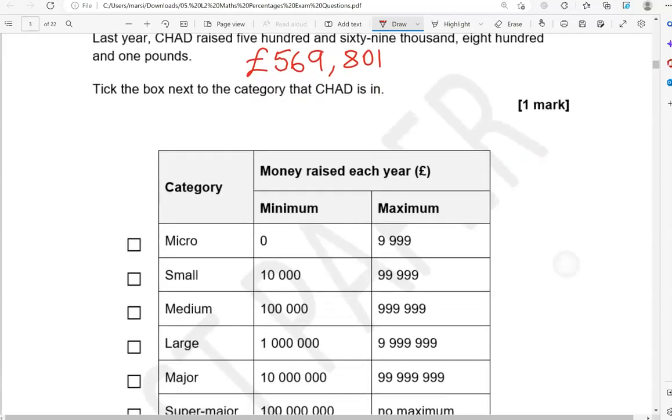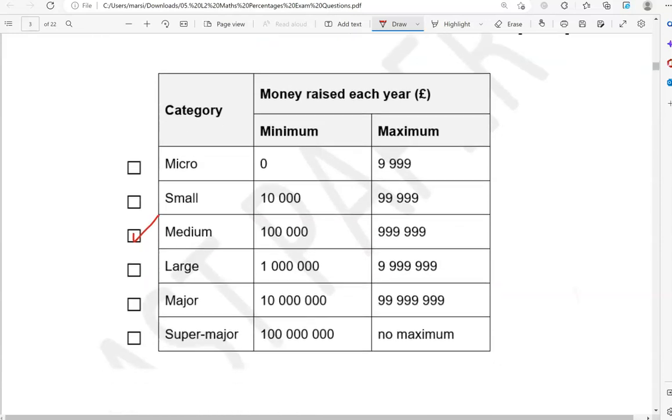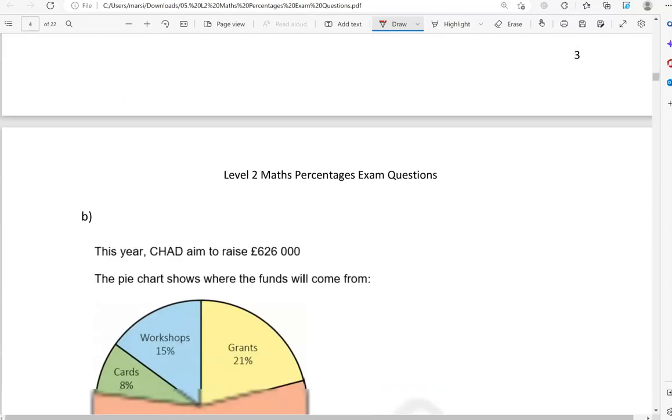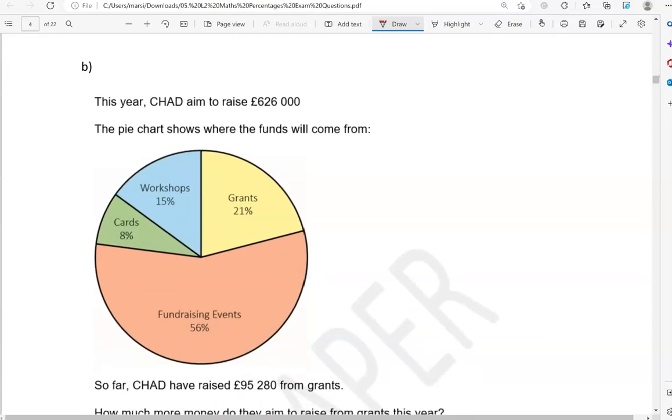So we've got micro, which is between 0 and 9,999, which isn't the case. Then small, which is between 10,000 and 99,999, which again isn't the case for CHAD. Medium, between 100,000 and 999,999, which actually is the case. So it's a medium category. Now this links to a question that is about percentages. That's why that question is in here.